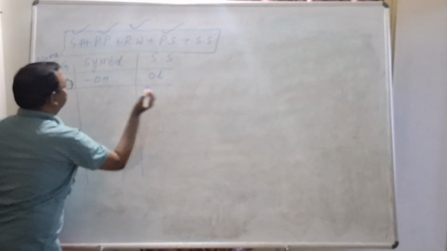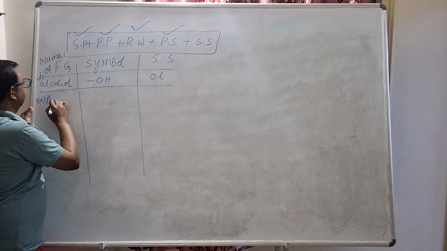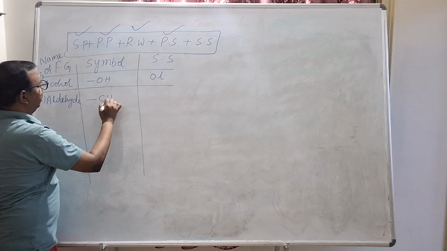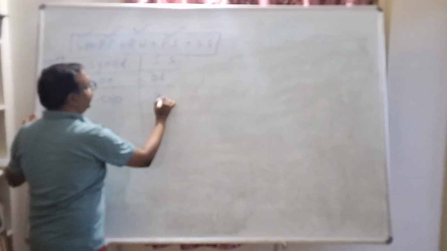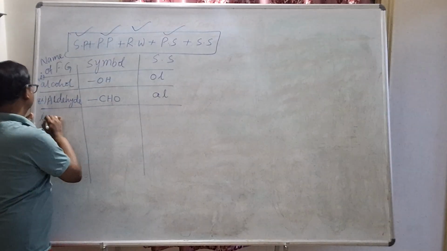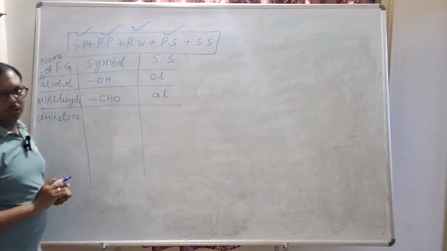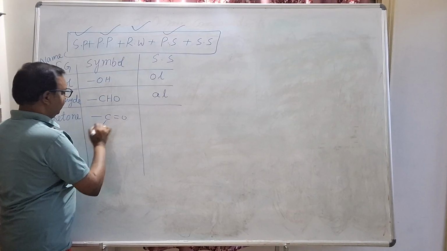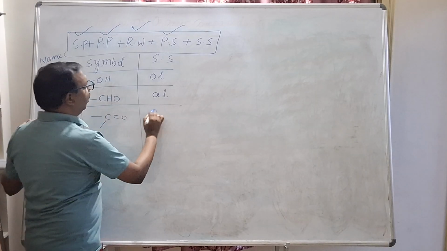The second one is aldehyde. The symbol of the group is CHO, and it is written as al. The third one is ketone. Ketone can be shown as C double bond O, and we write it as one.